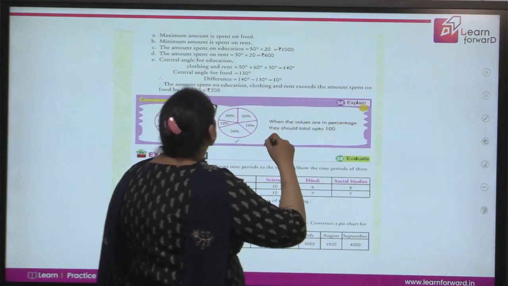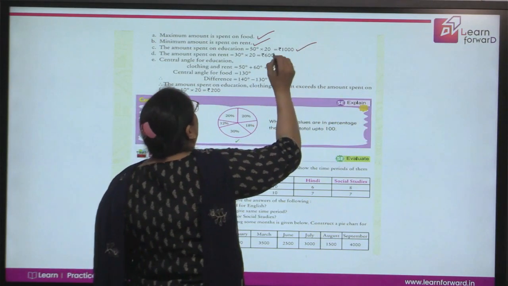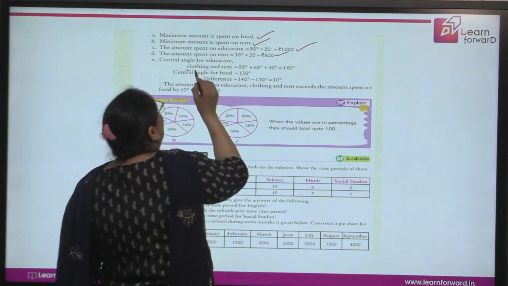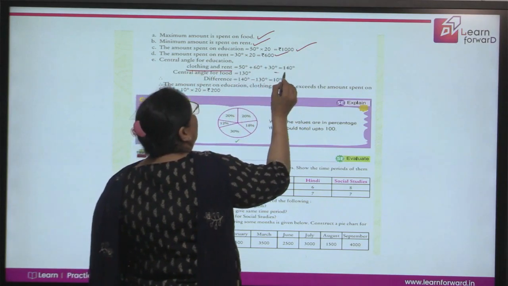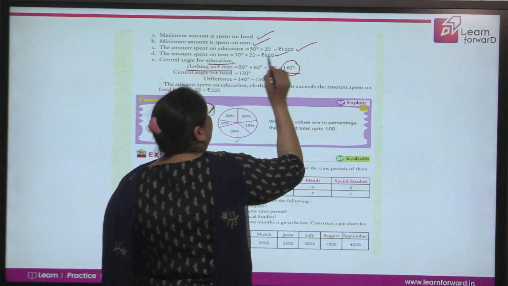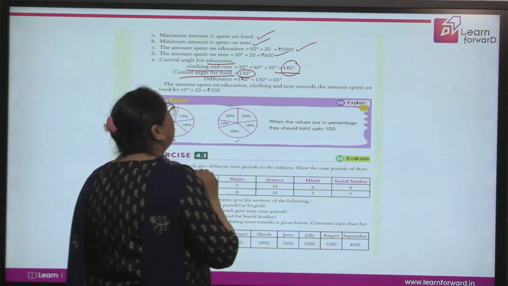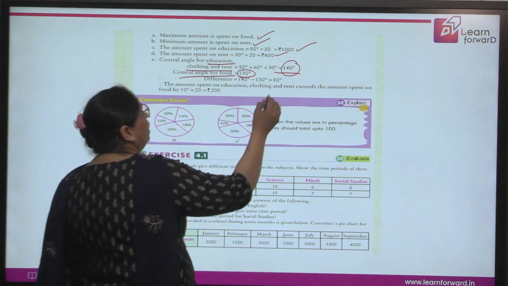Oh, this is food, we have done with this part also. Now for clothing and rent, this is the angle. Clothing, rent and education, total angle is 140 degrees and the central angle for food is 130 degrees. So the difference is 10 degrees.